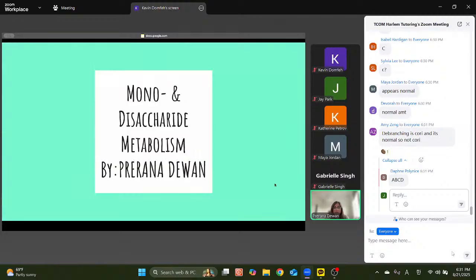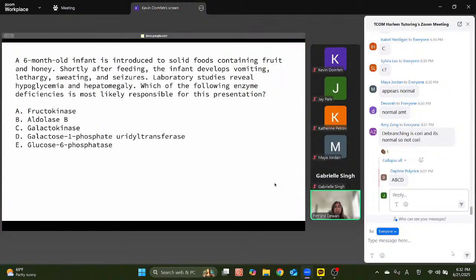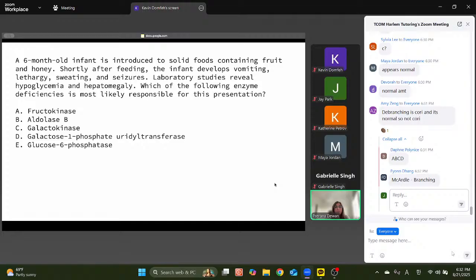So now we're going to go over mono and disaccharide metabolism. A 6-month-old infant is introduced to solid foods containing fruit and honey. Shortly after feeding, the infant develops vomiting, lethargy, sweating, and seizures. Lab studies reveal hypoglycemia and hepatomegaly. Which of the following enzyme deficiencies is most likely responsible for this presentation?